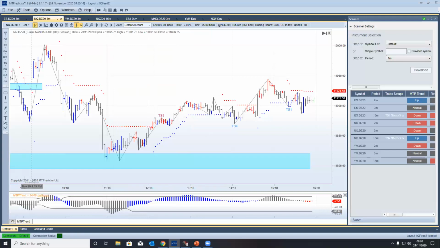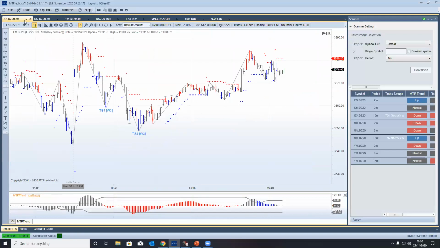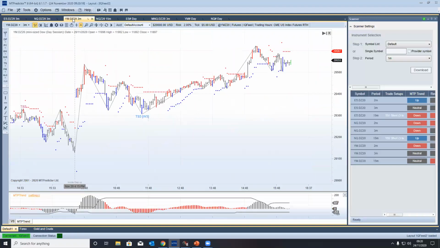That's why I suggest if you follow the E-minis, you follow the ES and the NQ and the YM, because yesterday the YM was, well, quite confusing, wasn't it? You had a red MTP trend and buy setups.